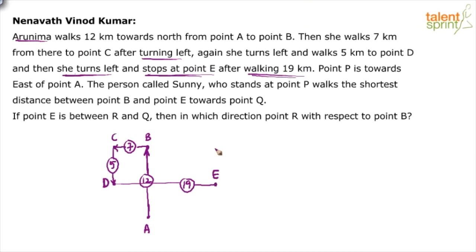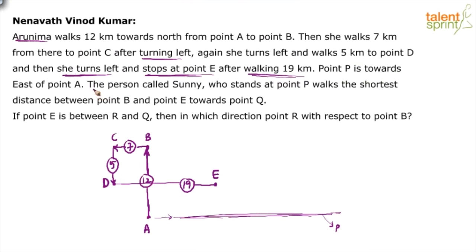Now, look at this point. Point P is towards east of point A. This is point A, east of point A. So point P is somewhere on this line. Remember, point P will be somewhere on this line, east of point A.